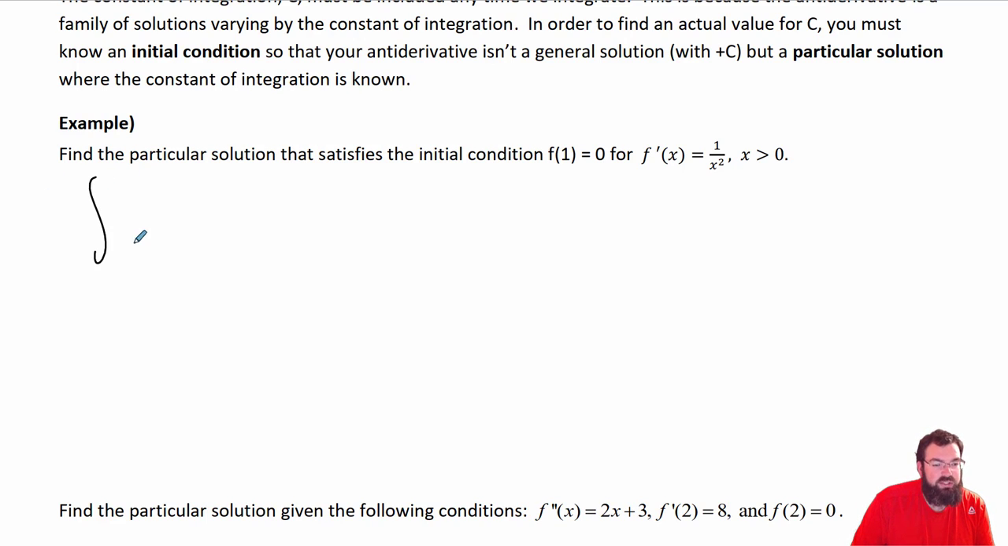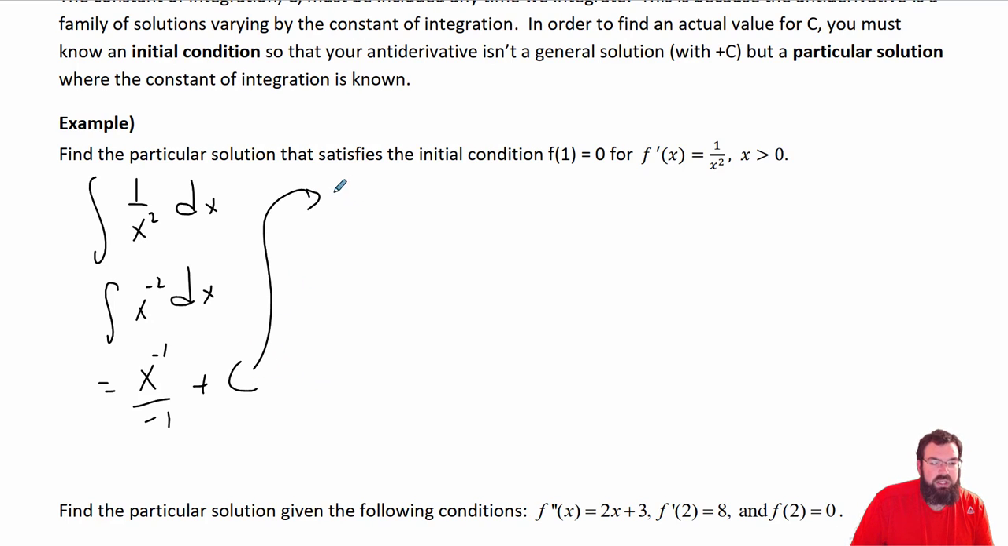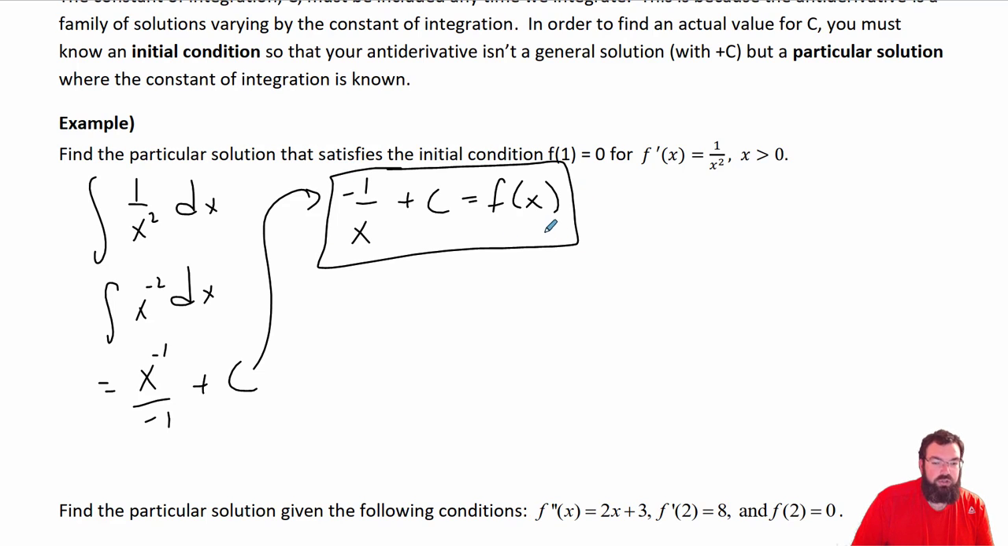And so I'm going to integrate 1 over x squared dx. This is really x to the negative 2 dx, which is equal to x to the negative 1 over negative 1 plus some c. So this is really just negative 1 over x plus some c. This is going to be equal to f of x, so this is technically our original function. But we don't know that c value, and I want to find that c value.